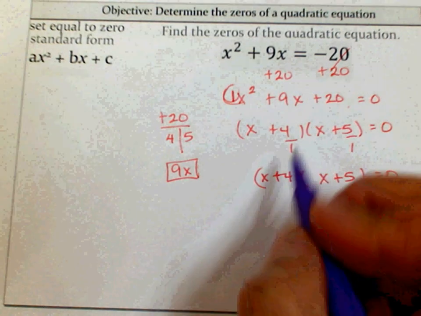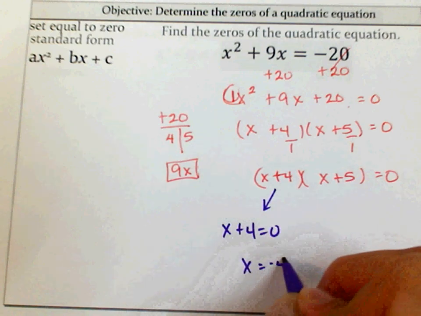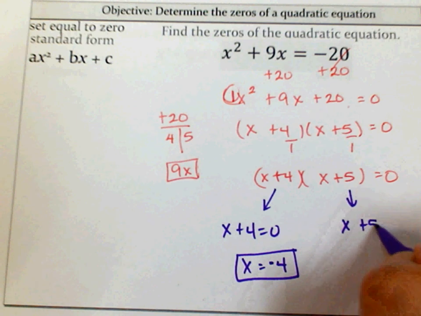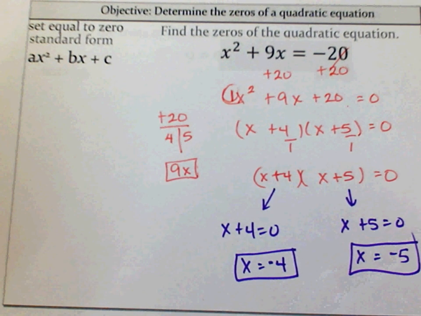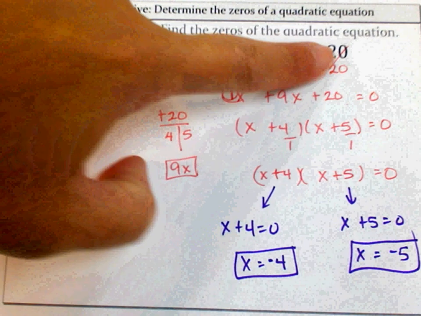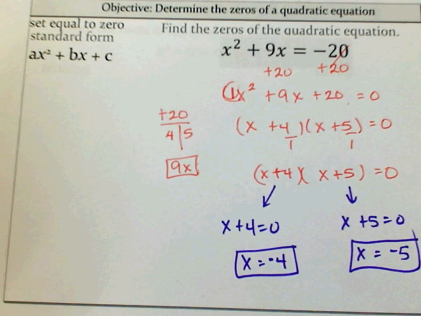Set this one equal to 0. So x is equal to negative 4. 2 real solutions. X plus 5 is equal to 0. X is equal to negative 5. Just like that. Okay? So you want 2 numbers. A times C is going to multiply. And then you want them to add. So it's doing 2 things to get that B, the middle term. All right. Let's go ahead and move on to the next one. Here we go.